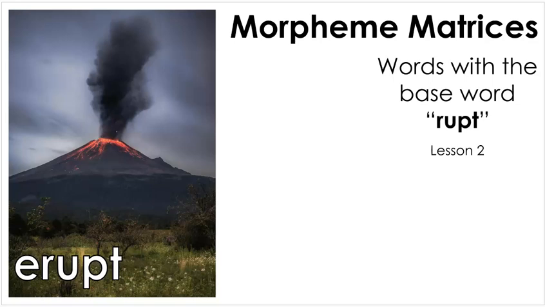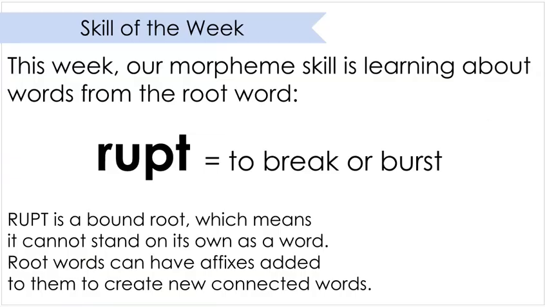Today we are in Lesson 2 of words with the base word or root word rupt. As we said before, this week our skill is learning about words from the root word rupt, which means to break or to burst. Rupt is a bound root, which means it cannot stand on its own as a word. Root words can have affixes added to them to create new and connected words.